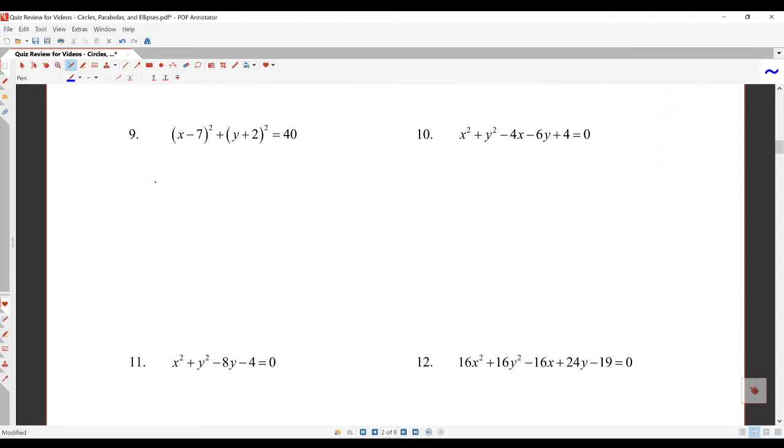Number 9. Right away, we can see the center here. Now remember, the equation is x minus h. So h here is just 7, and k is going to be -2. The radius is going to be the square root. This is r squared. So r will be the square root of 40. 40 is 4 times 10. The square root of 4 is 2, and the square root of 10 would stay.